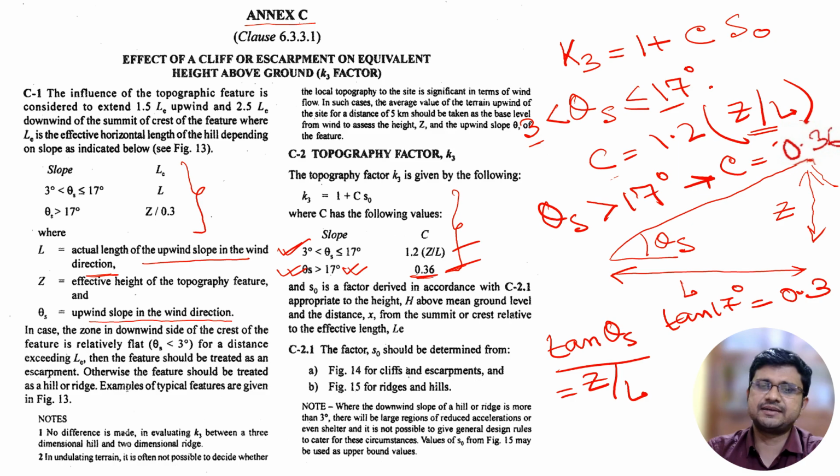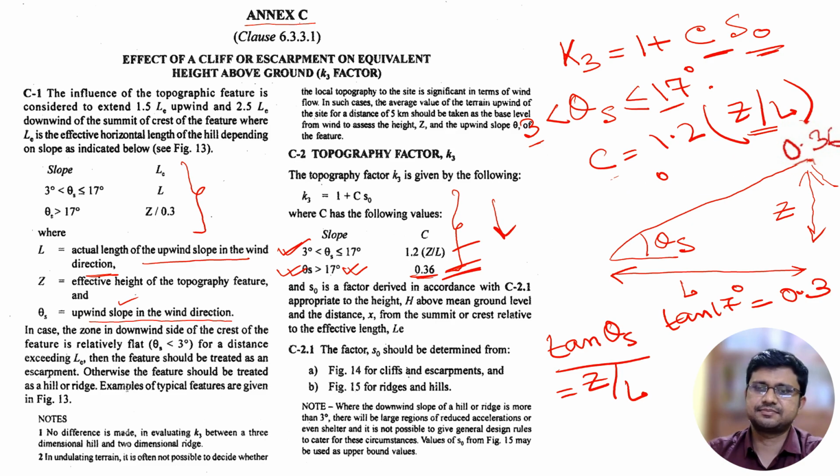So up to 17 degree, the value of C will increase proportionally, 1.2 into tan theta s, and at 17 degree it will achieve the maximum value. And after that the value of C will remain constant and it will be 0.36. So for the C value, we understand that C is proportional to tan theta, where theta is the upwind slope. So this is C. And what is S0? S0 is one particular factor which depends on three different factors.